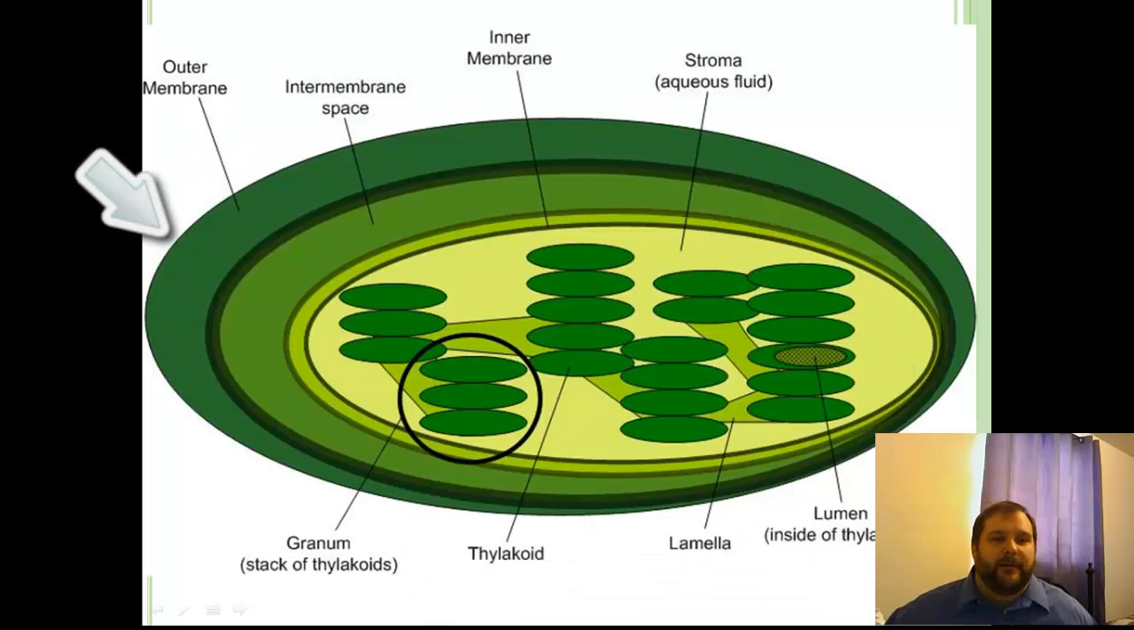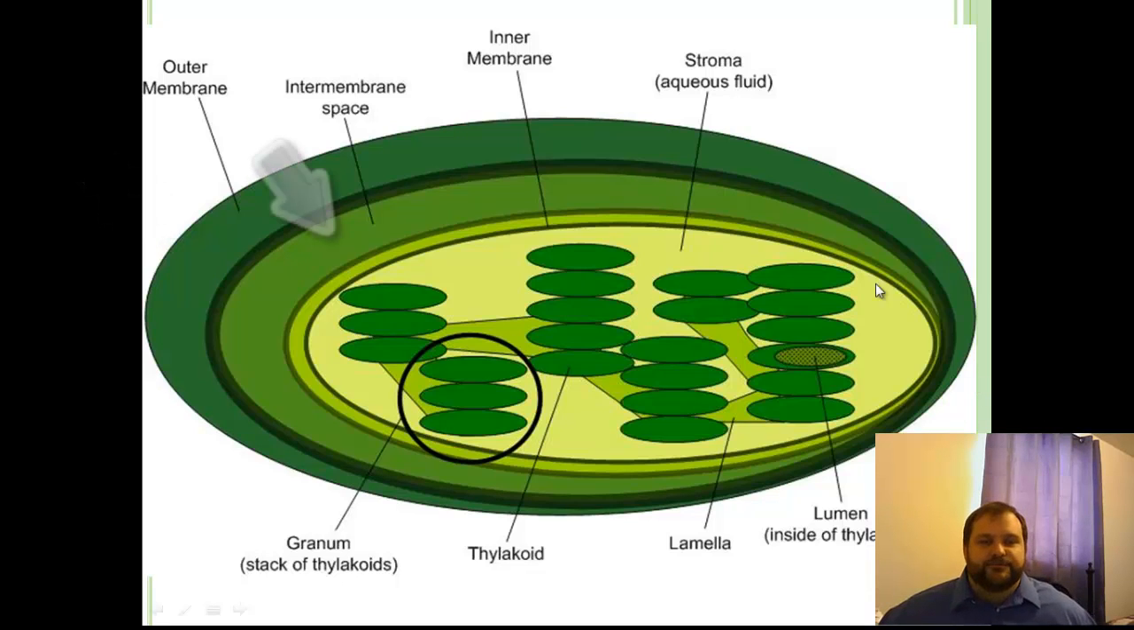They have an outer membrane. They actually have two layers of membranes. So they have an outer membrane here, and then they also have an inner membrane here. And in between those two membranes, we have an inner membrane space. Most of the anatomy is inside of the inner membrane, and it's filled with fluid, and that fluid is called stroma.